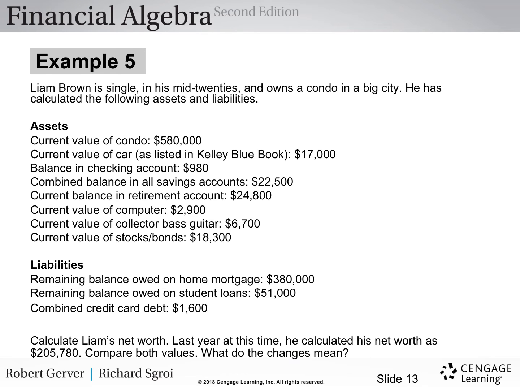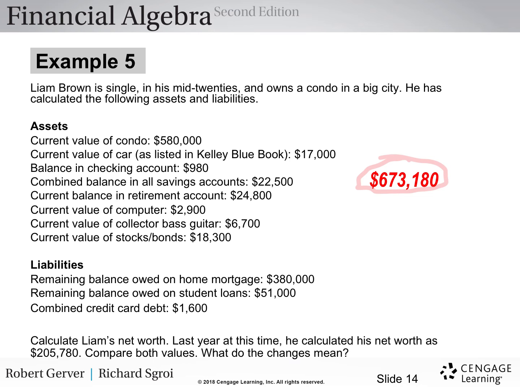Now, in this example, let's look at figuring net worth, okay? Liam Brown is single, in his mid-20s. He owns a condo. He has calculated the following assets and liabilities. So you need to know your assets and liabilities in order to calculate net worth. And previously, the previous year, he calculated his net worth as being $205,780. Now, let's see what it is now, please.